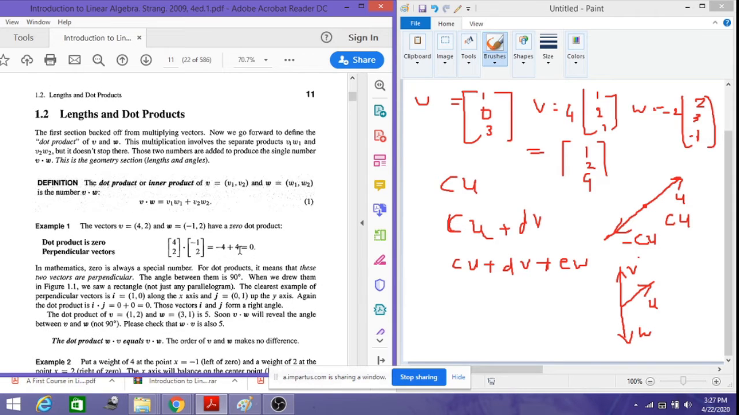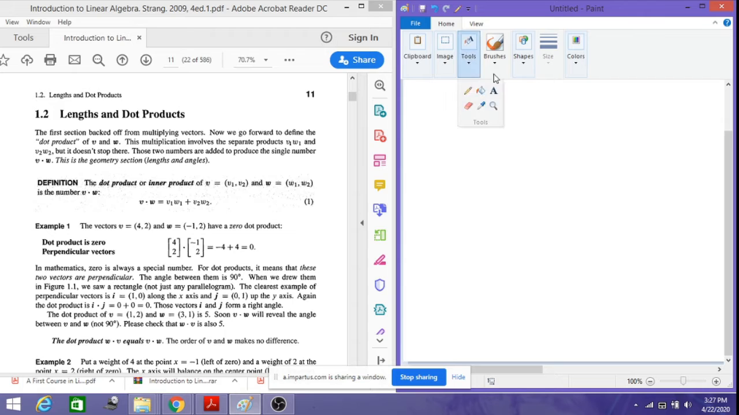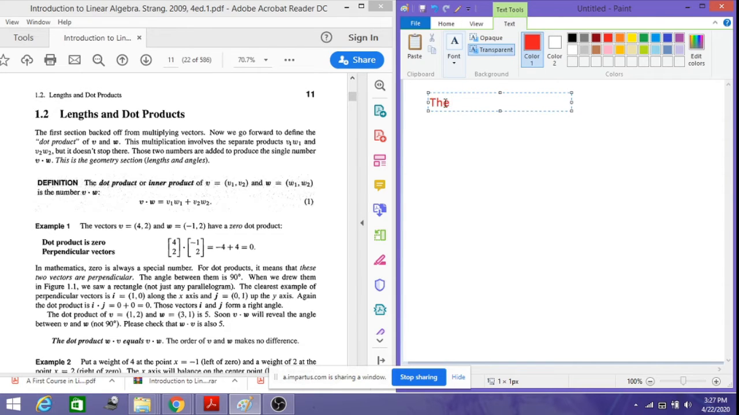Now let us look into the length and dot product. The dot product, or the inner product, of V and W is a number, V dot W. If the dot product is zero, the vectors are perpendicular. This can also be called like this.